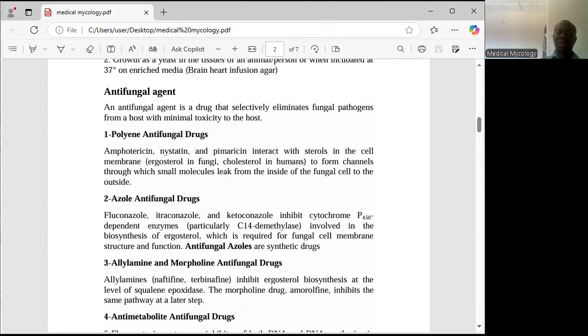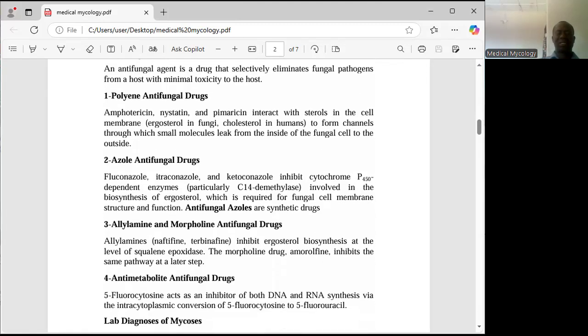We also have the azole antifungal drugs like your fluconazole, itraconazole, or ketoconazole, which inhibit cytochrome P450 dependent enzymes. Now, this one is involved in the biosynthesis of ergosterol, which is required for fungal cell membrane structure and function. So antifungal azoles are synthetic drugs. These ones will also help to destroy the formation of the membrane. So when there is no membrane formation, it leads to the death of the fungi.